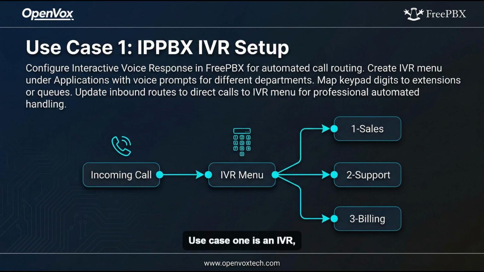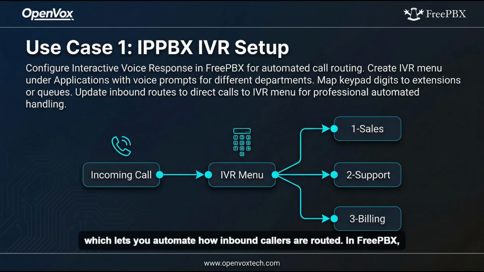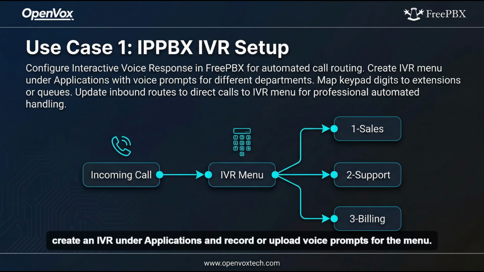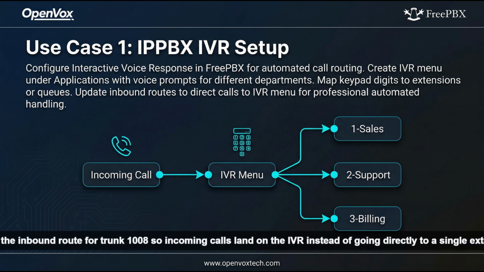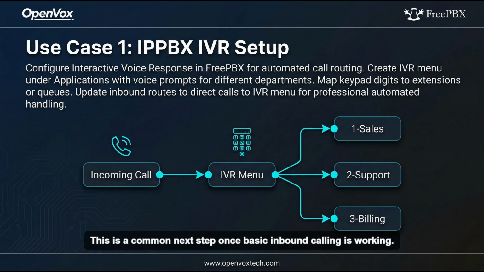Use case 1 is an IVR, which lets you automate how inbound callers are routed. In FreePBX, create an IVR under Applications and record or upload voice prompts for the menu. Then map keypad digits to destinations. For example, send 1 to sales, 2 to support, and 3 to billing, using extensions or queues. Finally, update the inbound route for trunk 1008 so incoming calls land on the IVR instead of going directly to a single extension. This is a common next step once basic inbound calling is working.